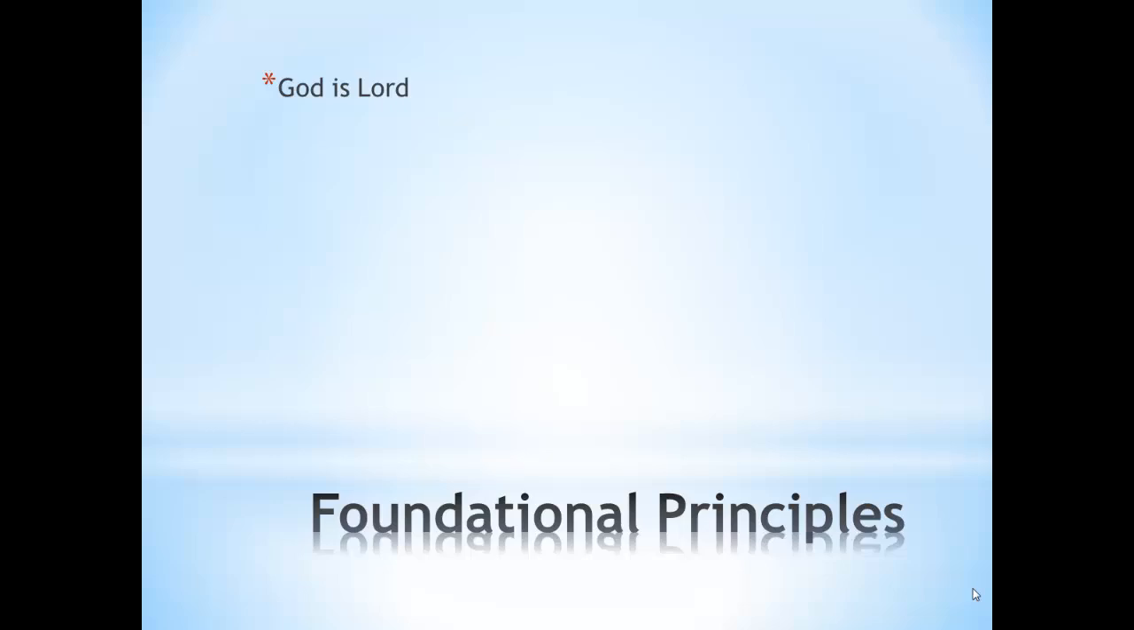So we want to be sure that they understand that, for example, if they obey us, they're obeying the Lord. If they disobey us, they're disobeying the Lord. That He is the one that they must be most concerned about. Our second foundational principle is that man is created in the image of God. This has a lot of implications for the issue of classroom management and child discipline.